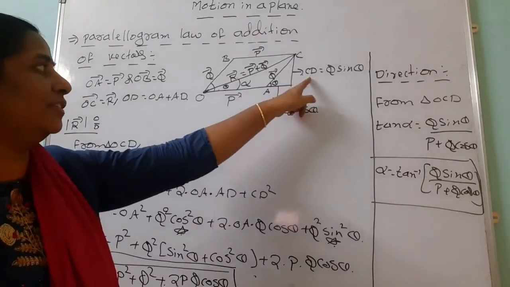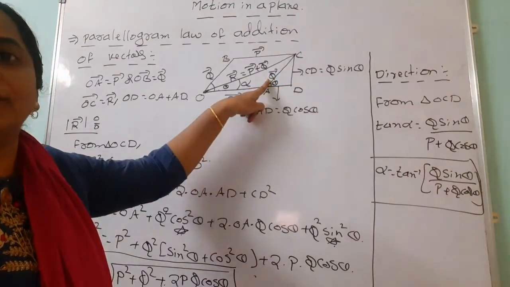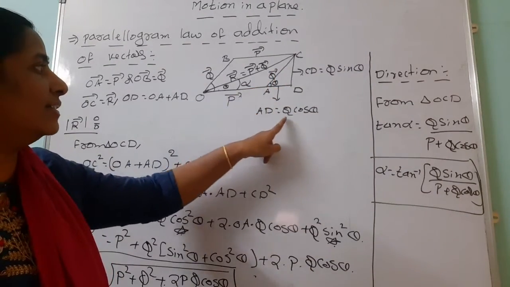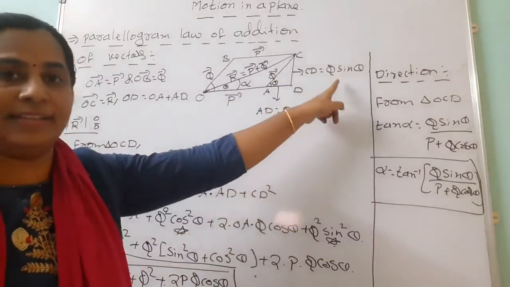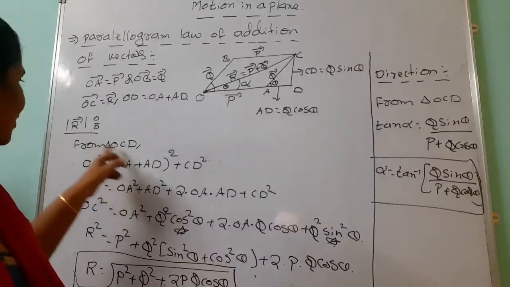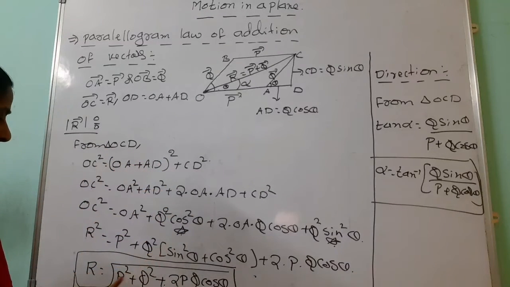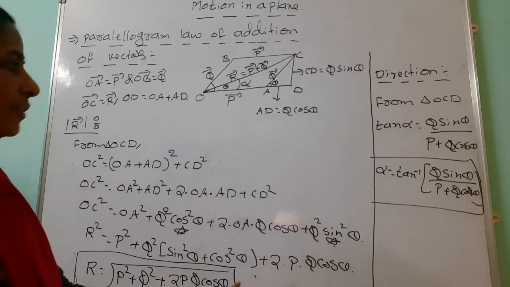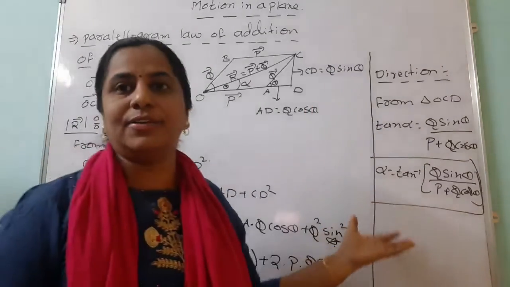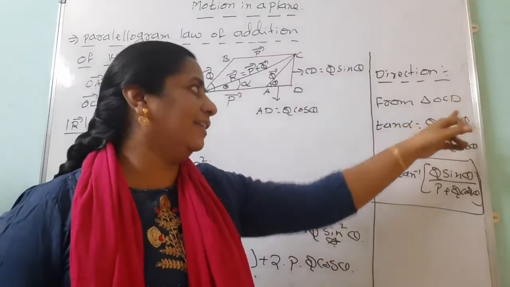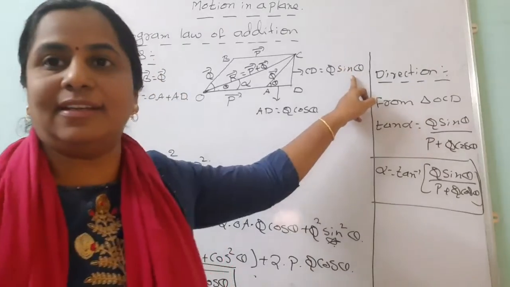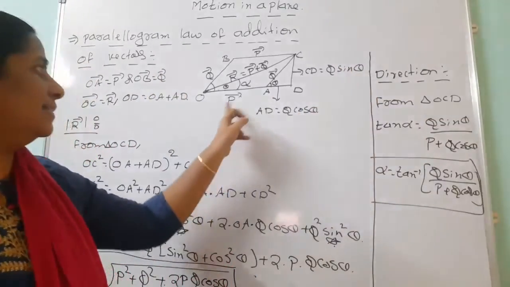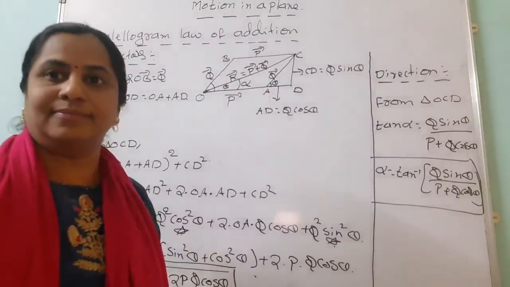From the resolution of the vectors, Q is resolved into two components. Horizontal is Q cos theta, this is nothing but AD, and vertical is Q sin theta, this is CD. Here we can use the Pythagoras theorem, and you are getting the expression for R as under root P square plus Q square plus 2PQ cos theta. Then how to find out the direction? From triangle OCD, tan alpha equals to opposite. Opposite we can directly take as Q sin theta, and this is P plus Q cos theta.